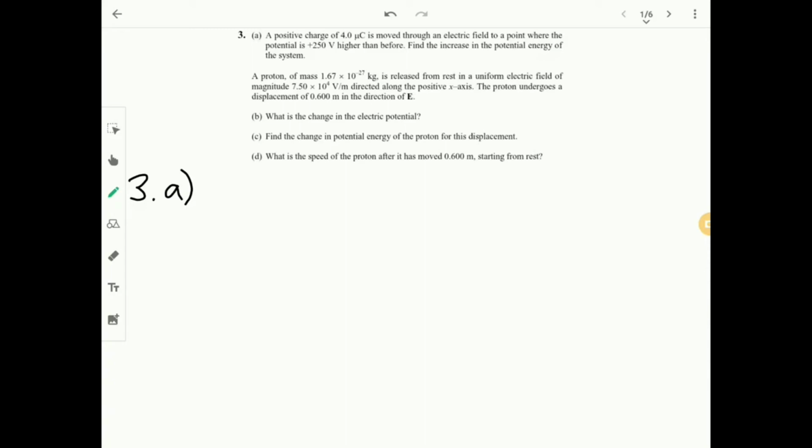Okay, let's check it together. Part A is asking, a positive charge of 4 microcoulombs is moved through an electric field to a point where the potential is 250 volts higher than before. Find the increase in potential energy of the system.